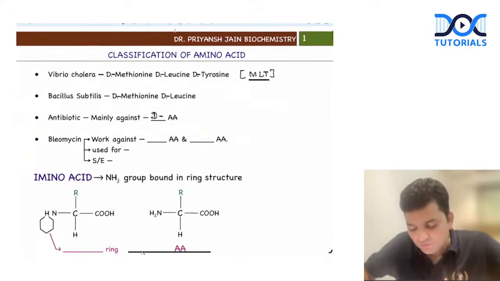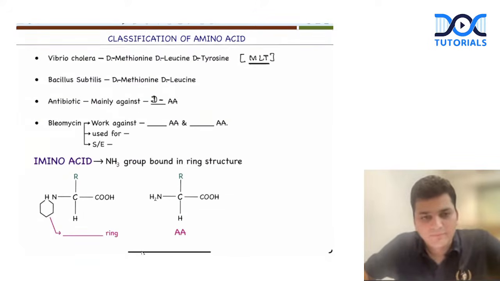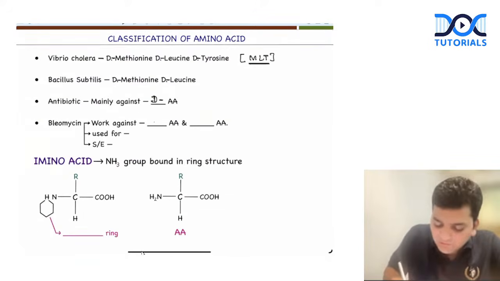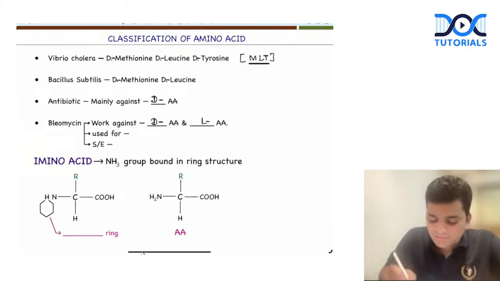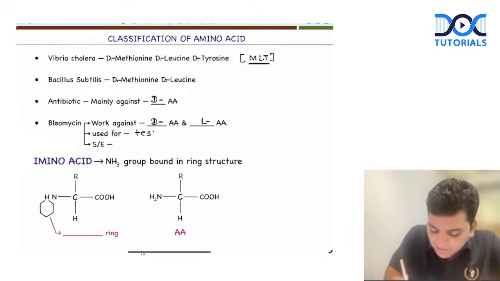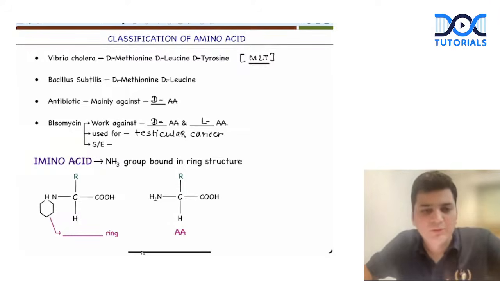But when it comes to one more drug, for example, bleomycin, it is a drug which can work against the D amino acid as well as the L amino acid. It can destroy both, which means it can destroy the amino acids of humans also. And why do we want to kill human cells in cancers? That is why bleomycin is used for testicular cancer. It's a testicular cancer drug, and it is going to destroy both D and L amino acids.